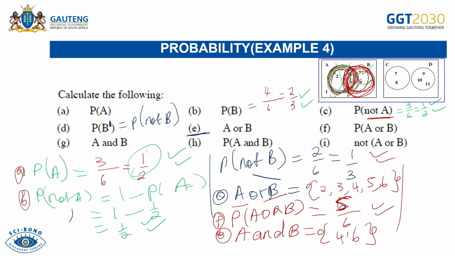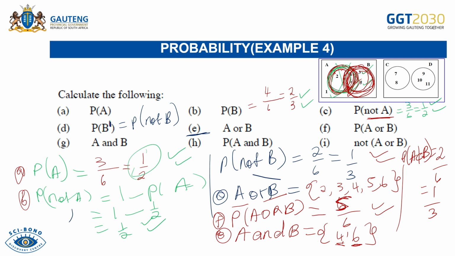Okay, and then after G, we move to H. H says find the probability of A and B. So now we are finding the probability of A and B. So you say the probability of A and B is going to be equal to your intersection. You've got 2 outcomes, which is 4 and 6. So it's going to be 2 all over 6, which is 1 all over 3.